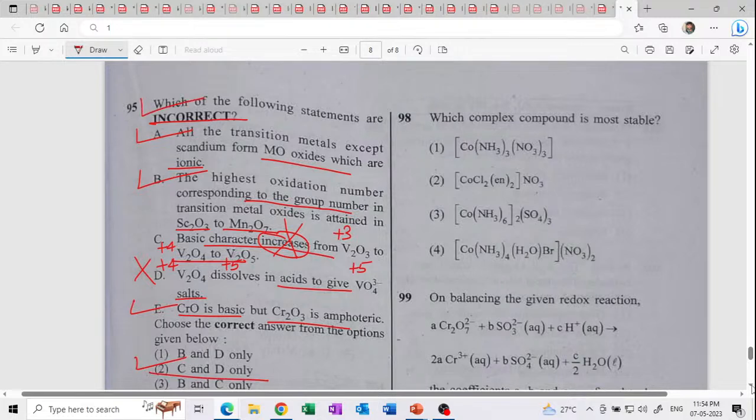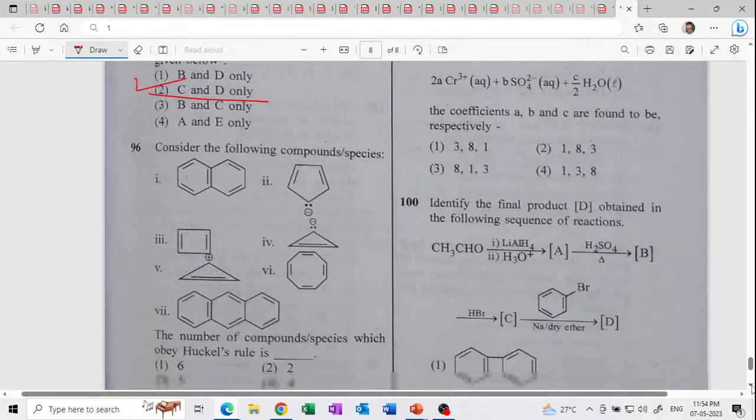So this is a question from the d block element. So the question is from the d block elements. Please note down d block elements, transition and inner transition elements.